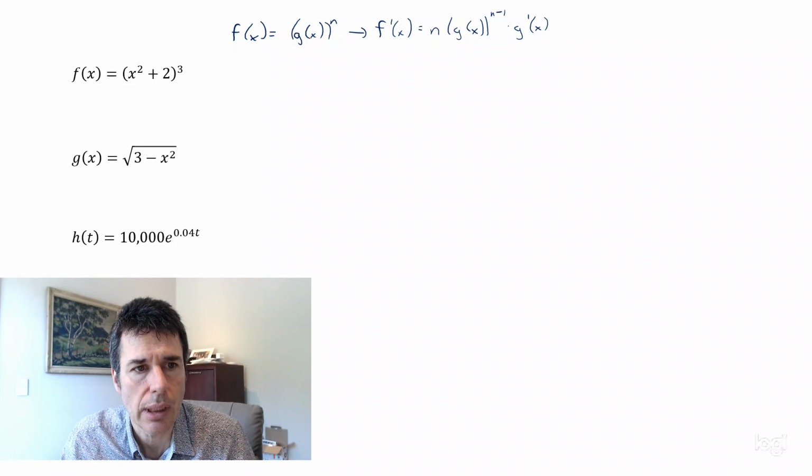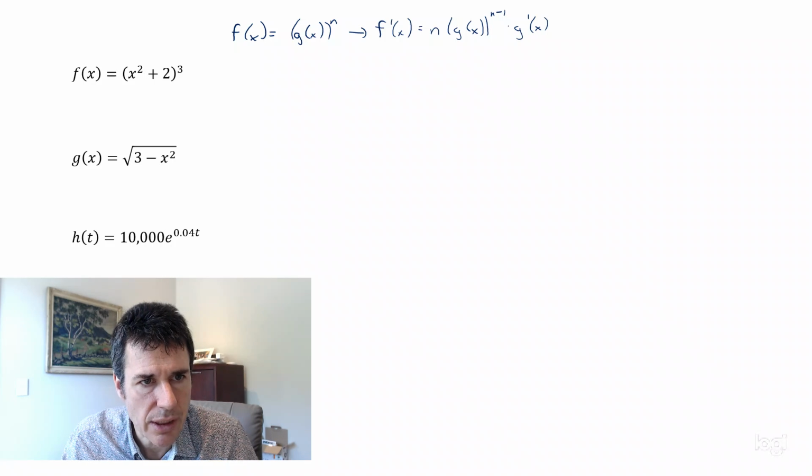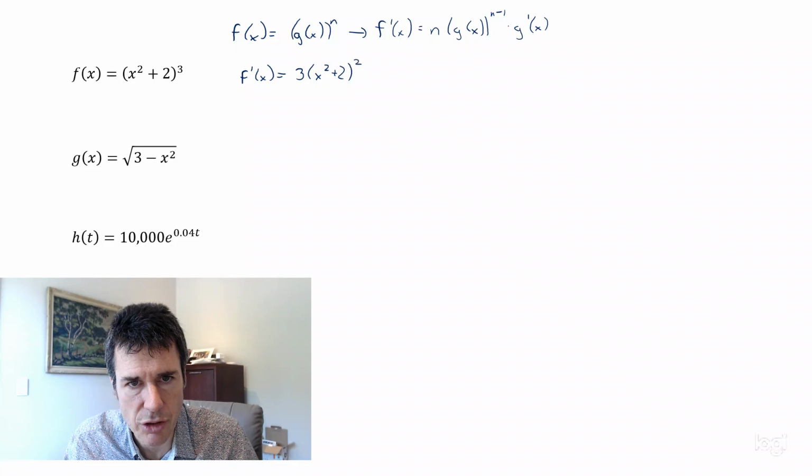Okay, so here is our function. The inner function here is x squared plus 2. We're taking that to the power 3. So the derivative of this function is 3 times x squared plus 2 to the 3 minus 1, which is 2, times the derivative of the inside function, which is 2x. And so that gives us 6x times x squared plus 2 squared.